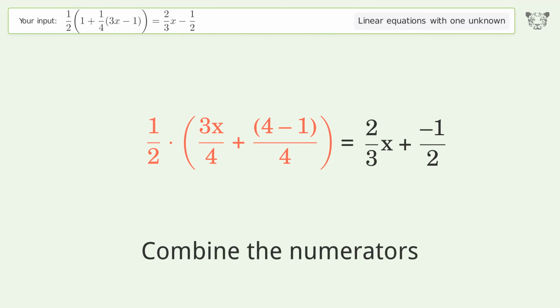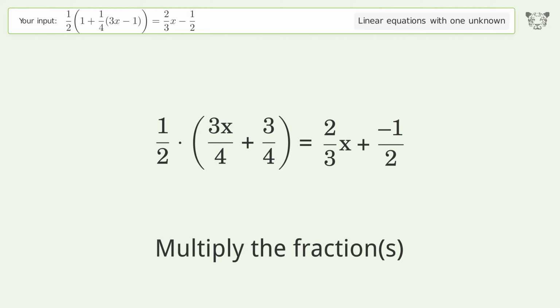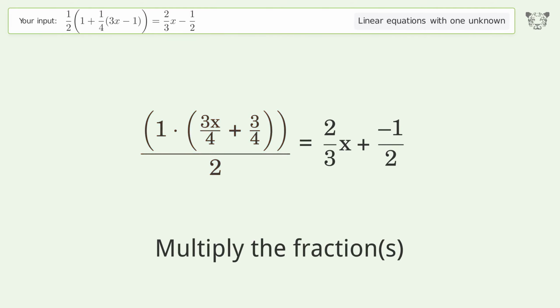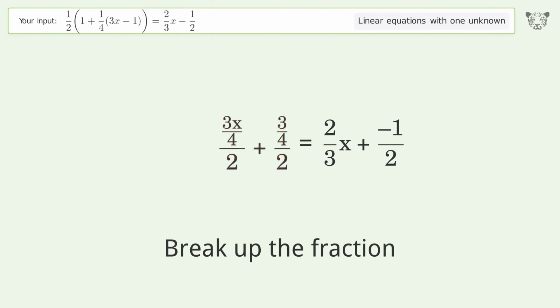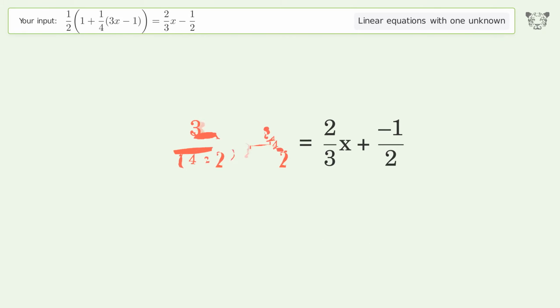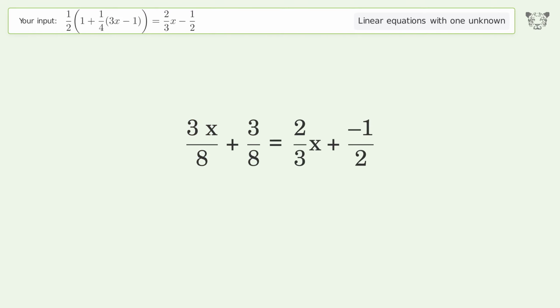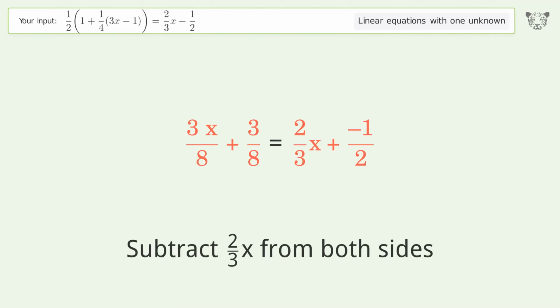Combine the numerators. Multiply the fractions. Break up the fraction. Simplify the arithmetic. Group all x terms on the left side of the equation. Subtract 2 over 3x from both sides.